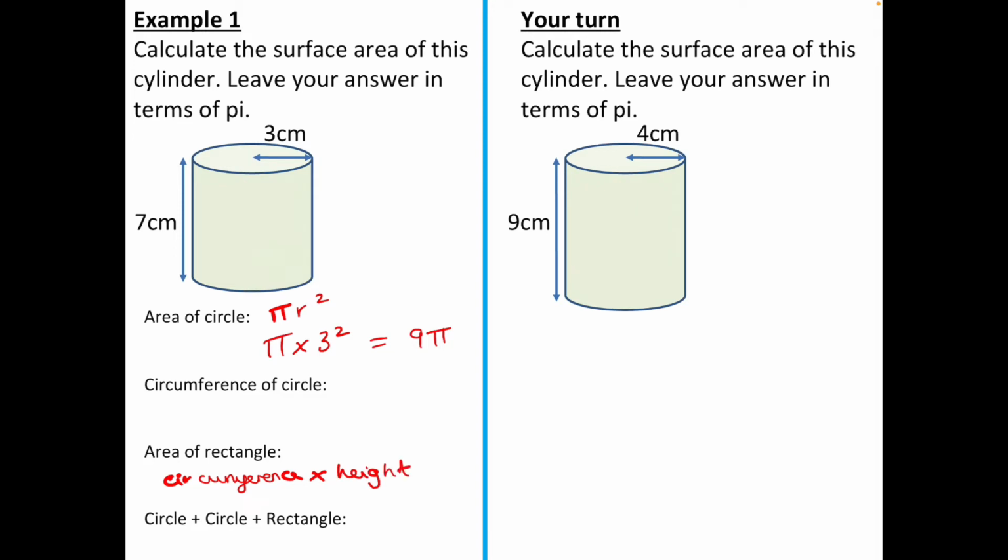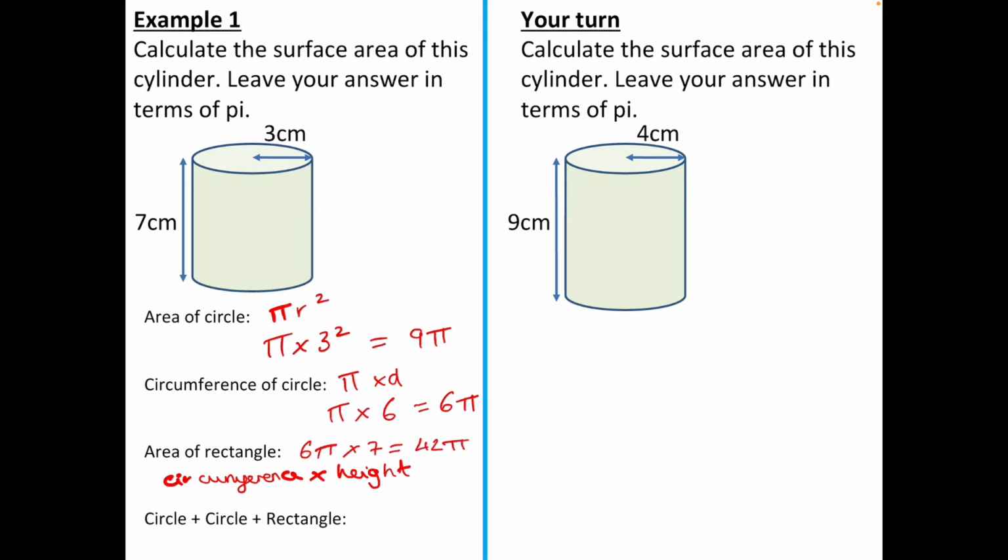The circumference is going to be pi times diameter, which is pi times 6, because this 3 is just a radius. I need to go all the way across. So pi times 6, which gives me 6 pi. So the area of the rectangle is now the circumference of 6 pi multiplied by the height of 7, which is going to give me 42 pi.